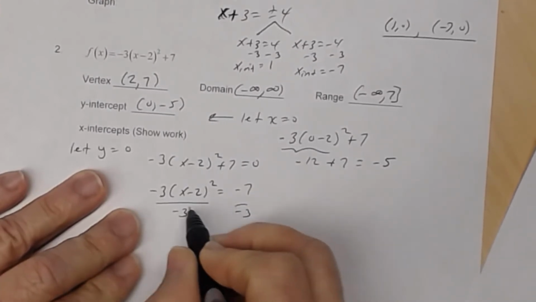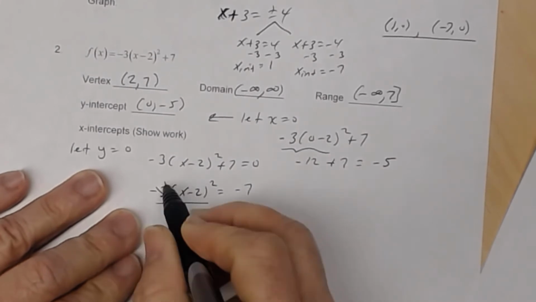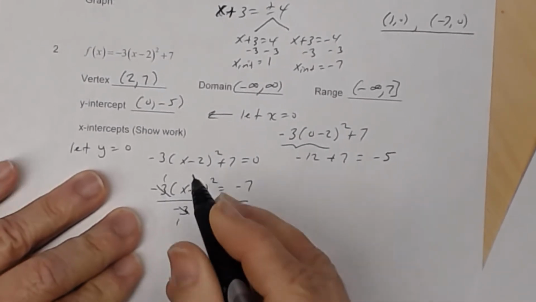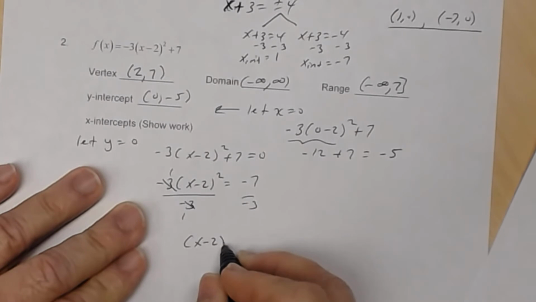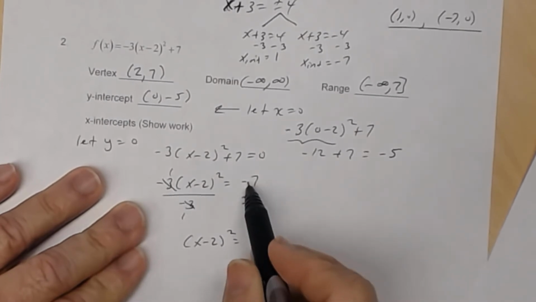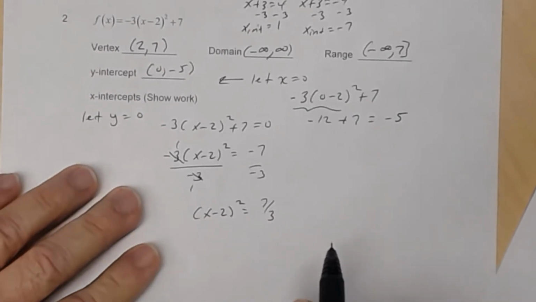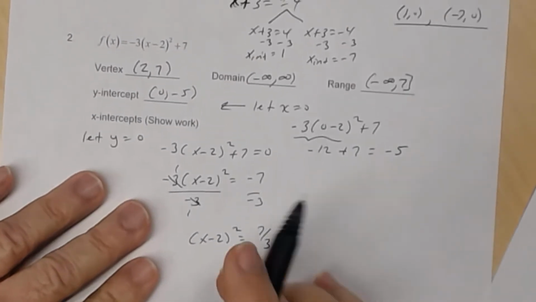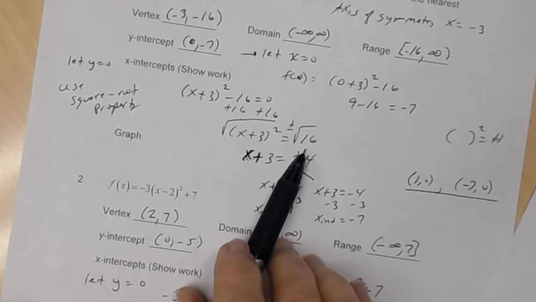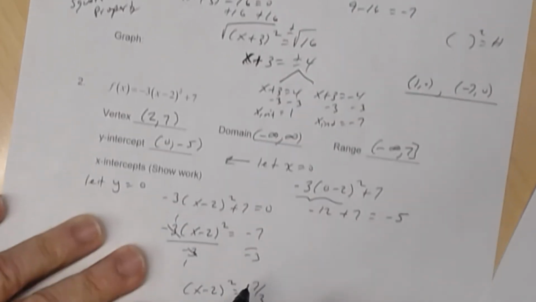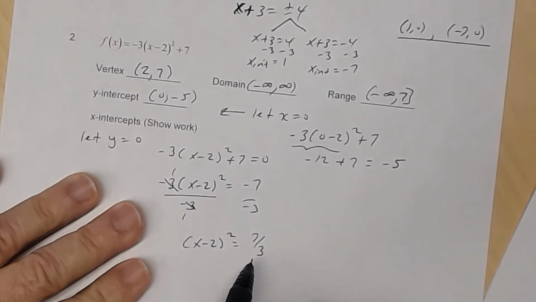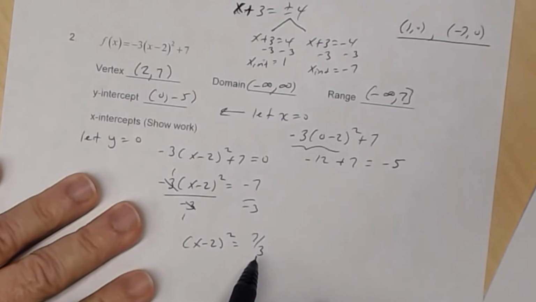And be careful. Negative 3 divided by negative 3, that's 1. So you do get x minus 2 squared equals, now remember, a negative divided by a negative is a positive, so that's 7/3. Now, this is the challenging part here, because over here that was a whole number, that 16. Here, you have a fraction. Now don't write the decimal because 7/3 does not terminate, so leave it as a fraction.